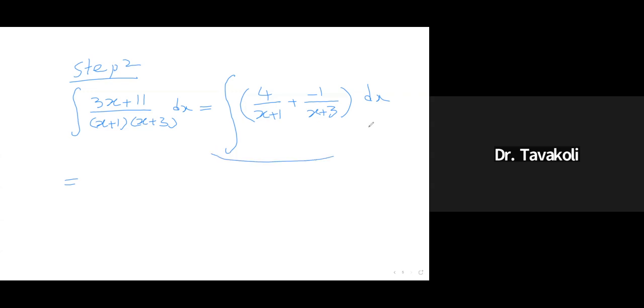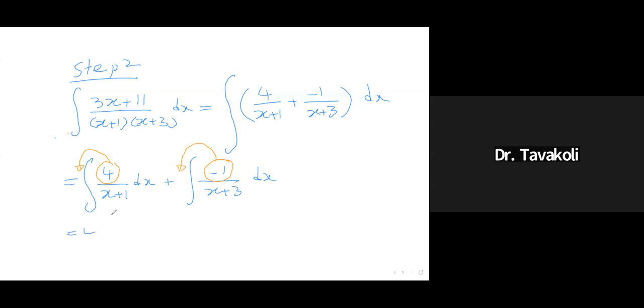This integral is quite simple. First of all, it is the sum of two integrals, the integral of 4 over x plus 1 plus the integral of minus 1 over x plus 3. From the first integral, 4 is a constant, can be pulled out. From the second integral, negative 1 is a constant, can be pulled out. So what I have here is 4 times the integral of 1 over x plus 1, and then minus the integral of 1 over x plus 3.